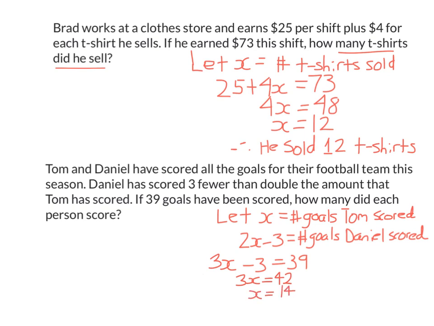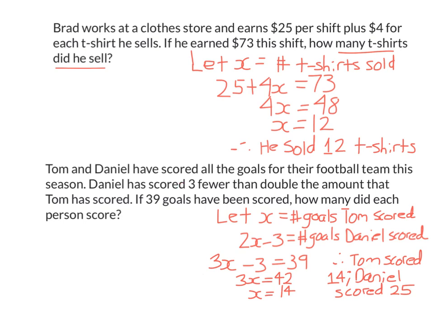So we get x equals 14, but x was the number of goals Tom scored. So we've just found that Tom scored 14 goals. So that means the number Daniel scored is 2 times 14 minus 3. Tom scored 14, Daniel scored 25. And you can see here that I'm solving a worded problem with a worded answer.